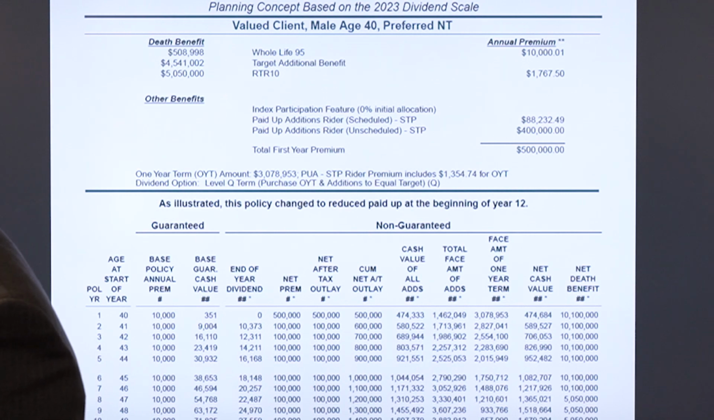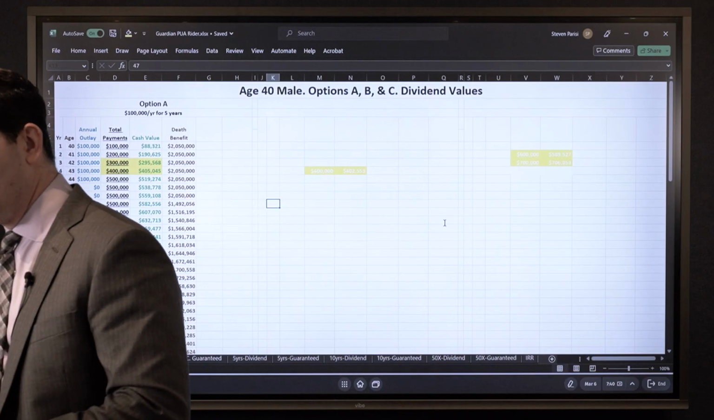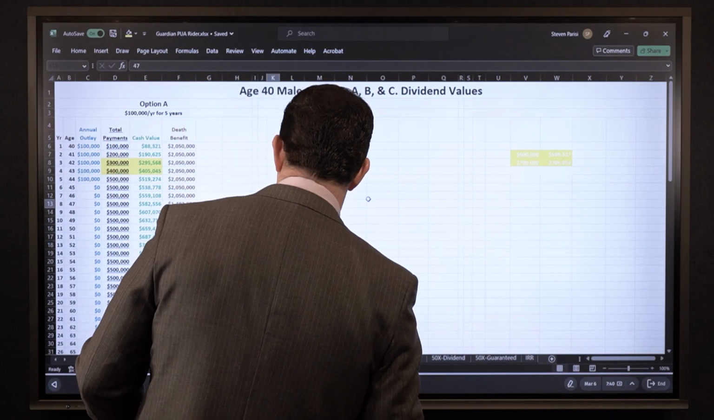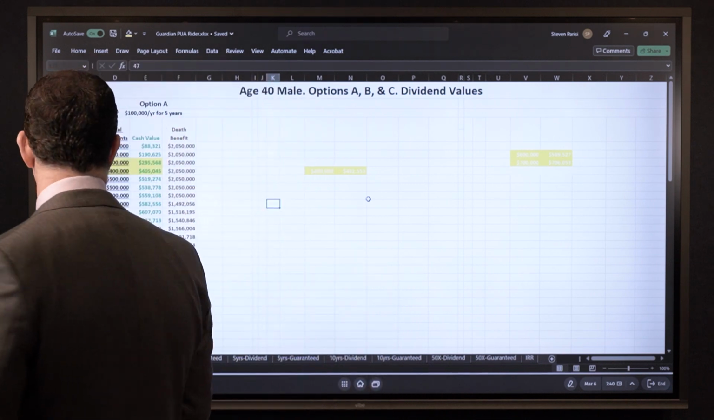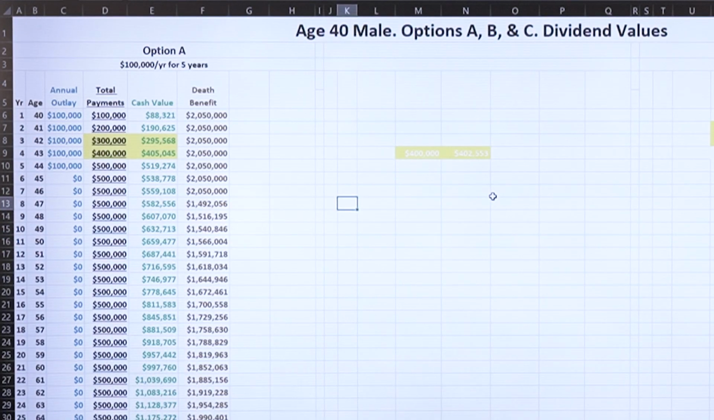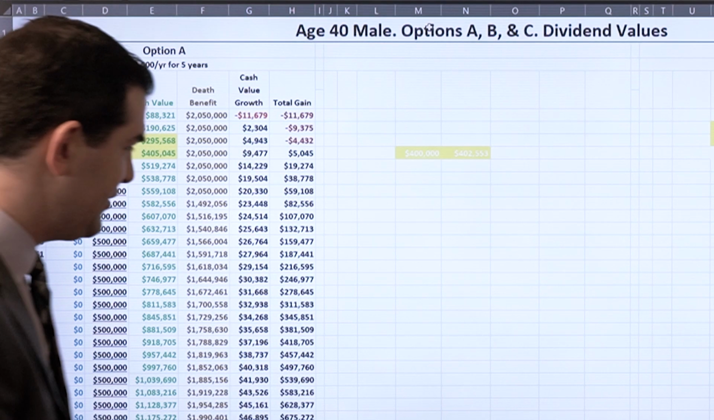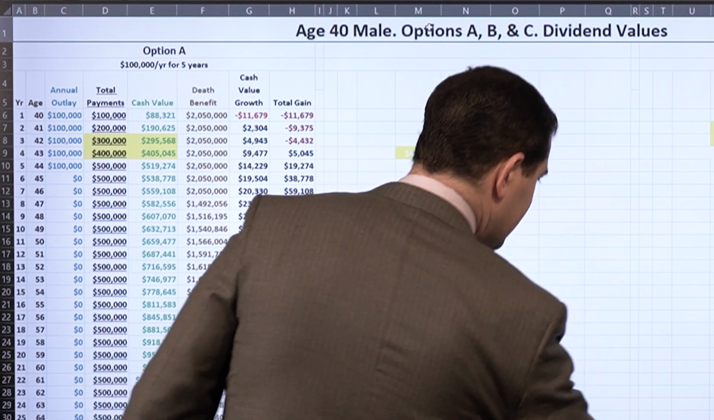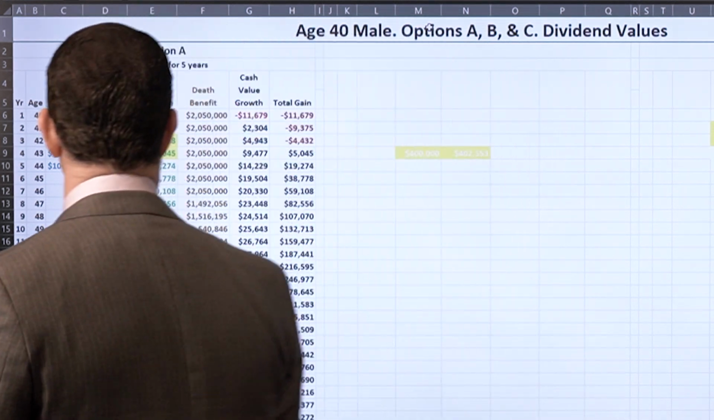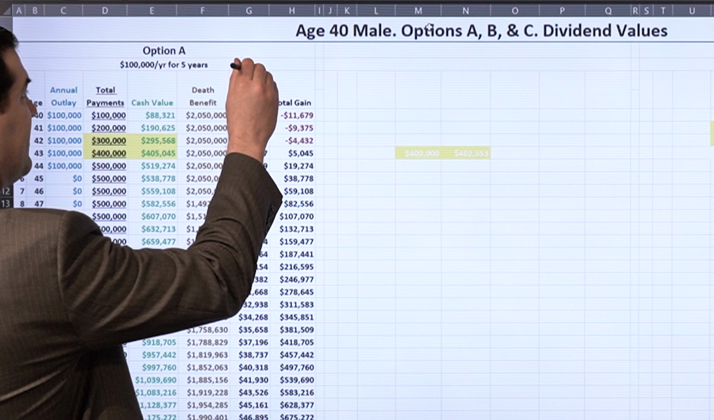So let's take a look here at our Excel workbook. So here we've got option A, 100K per year for 5 years. This is what we just looked at, with one difference, or some additional columns, I should say. Same illustration, just on Excel. The difference is we've got 2 columns that have helped a lot of people.